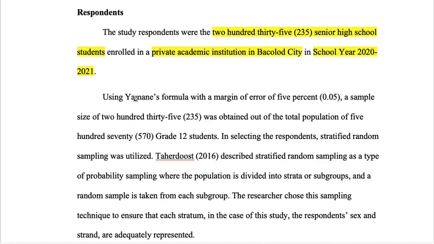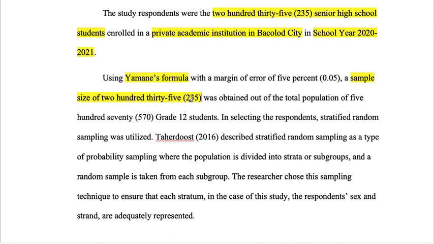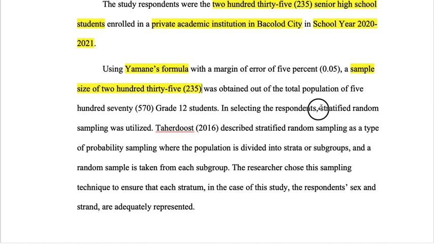Alright, so Yamani's formula, class, is the same as Slovin's formula. You have to mention that. And state directly what is the total sample size out of the given total population. So this time, out of 570 grade 12 students, you are to administer the survey questionnaire to 235 students only. Now, proceed with discussing the sampling procedure you have used.